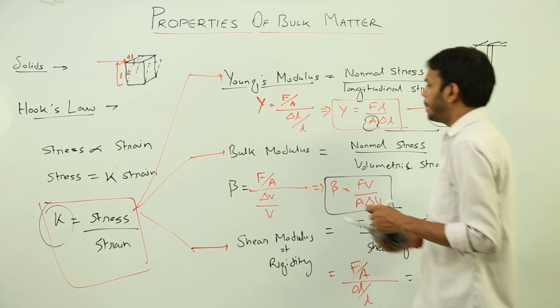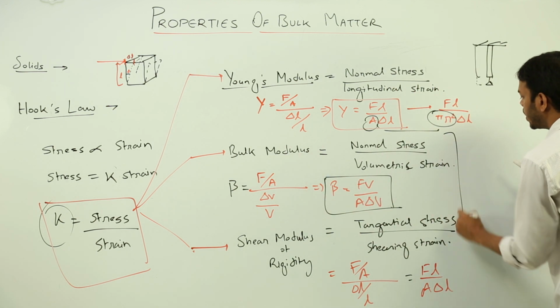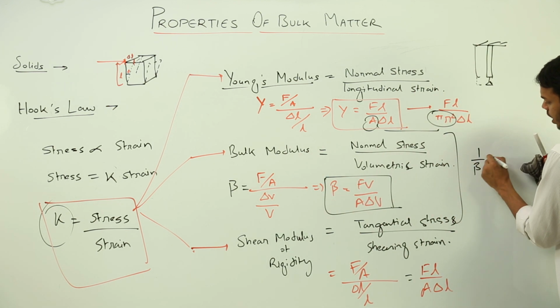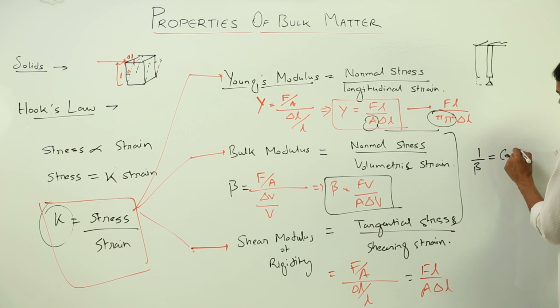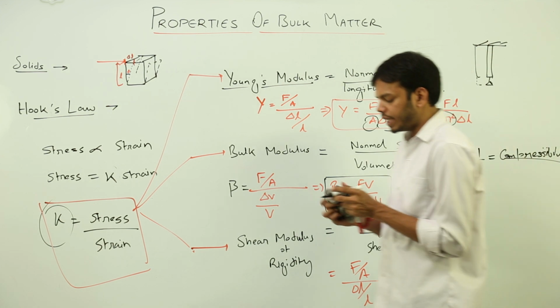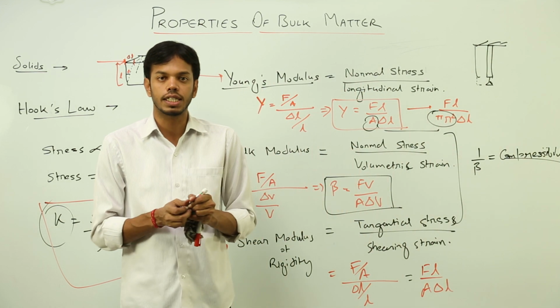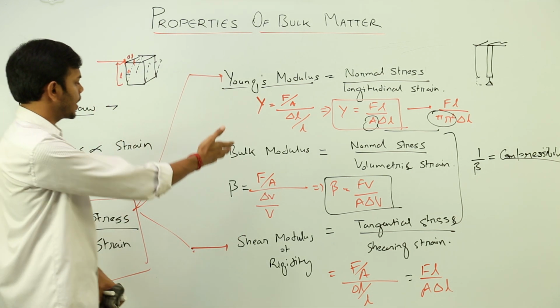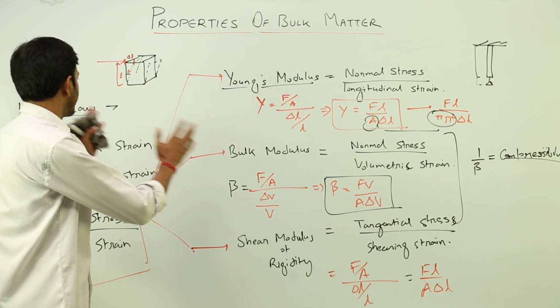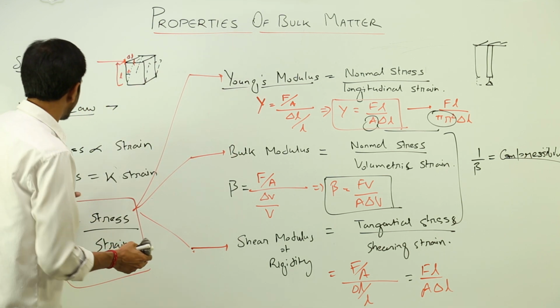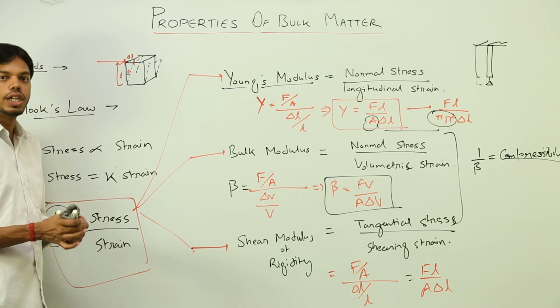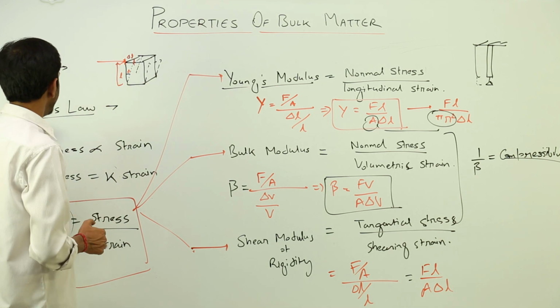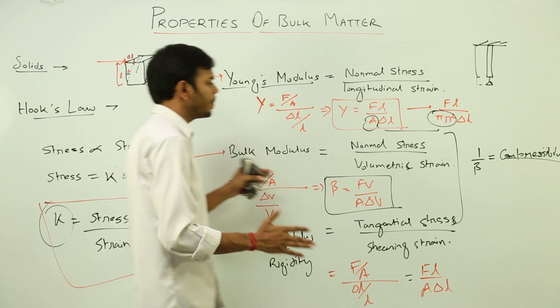One more thing, the bulk modulus reciprocal, which is 1 upon beta, is called compressibility. So what is compressibility? It is the reciprocal of the bulk modulus of elasticity. So these are the three types of coefficients of elasticity, which are Young's, bulk and shear modulus of elasticity. All of them have the same SI unit, which is the SI unit of stress, that is force per unit area, which is Pascals. And all this has been followed by Hooke's law.